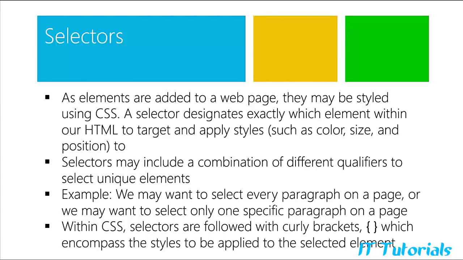So for example, you may want to select every paragraph on a page or simply just a specific paragraph on a page. Within cascading style sheets, selectors are followed with curly brackets, which encompass the styles to be applied to the selected element. So anything that falls within those curly brackets is where styles will be applied to that particular element.